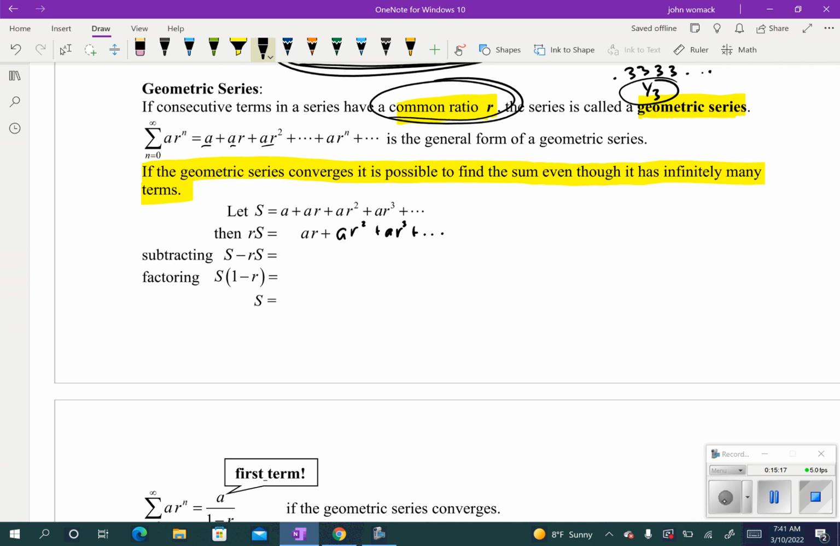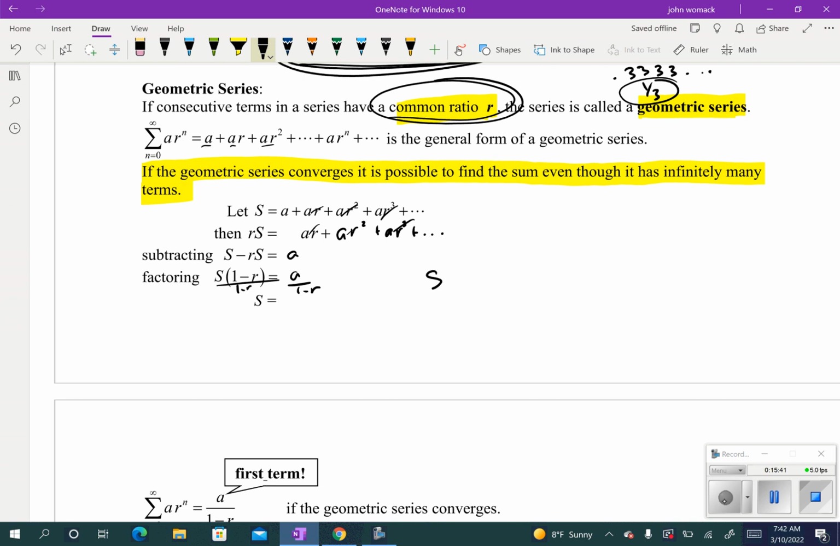If I subtract those two, these are just going to cancel out, and I'm just going to end up with A right here. So that's equal to A. S represents the sum. Then if I divide by 1 minus R, I end up with this formula.